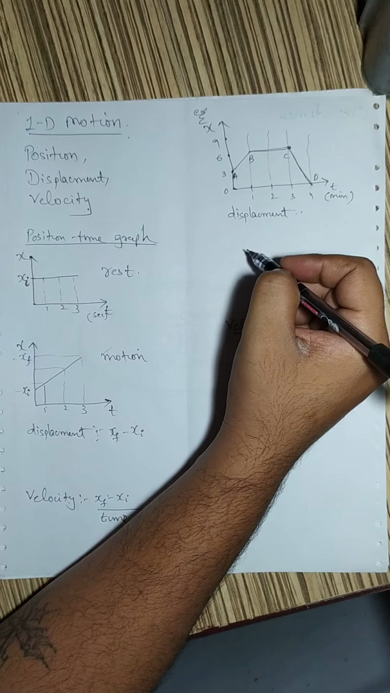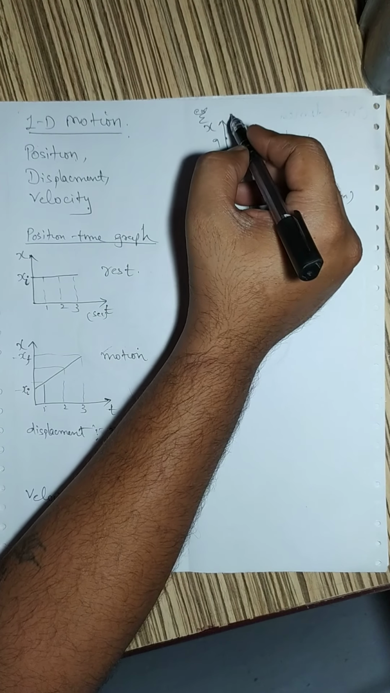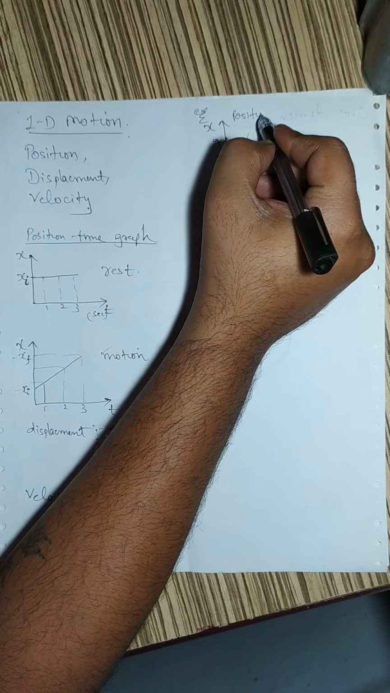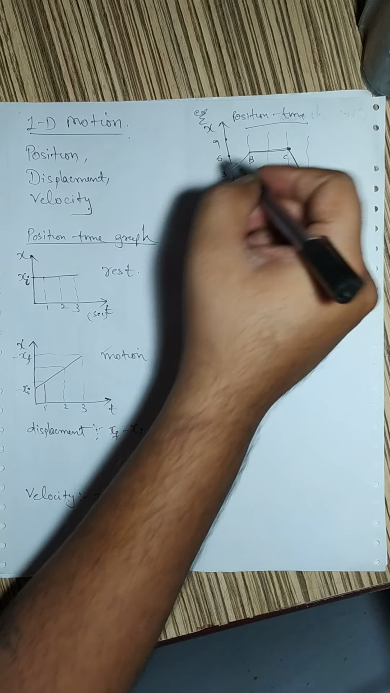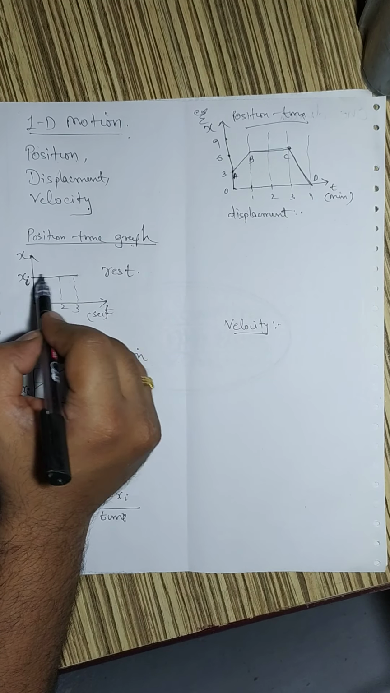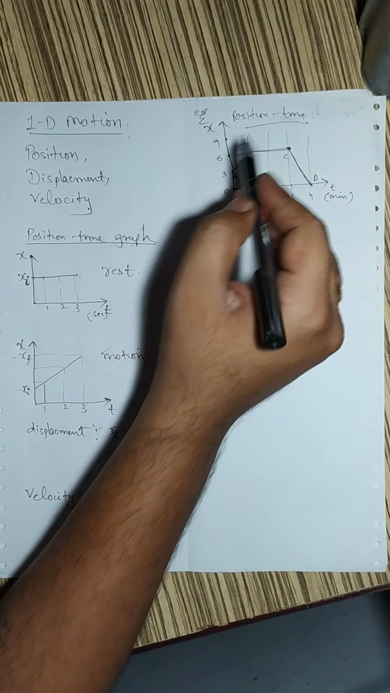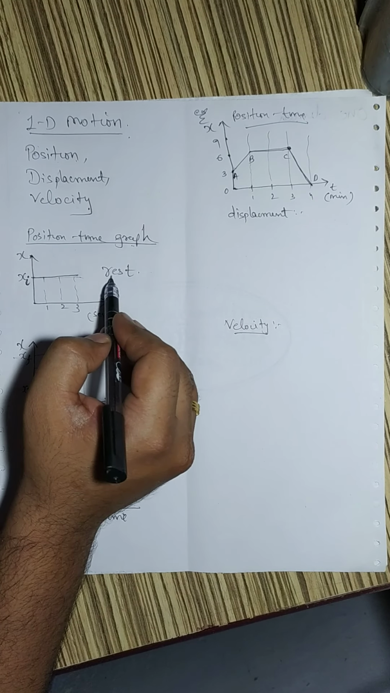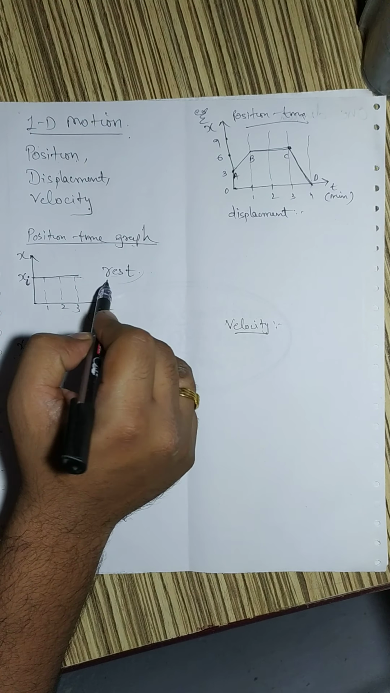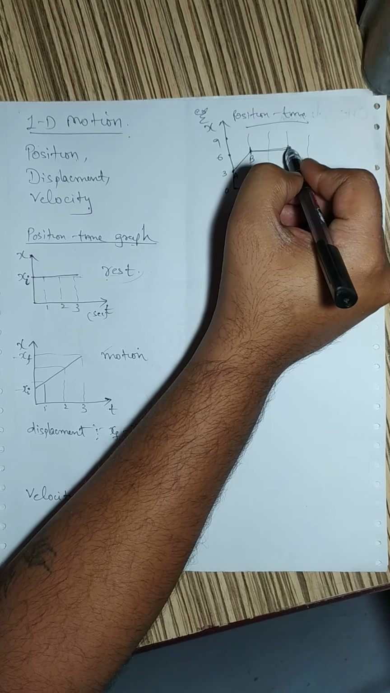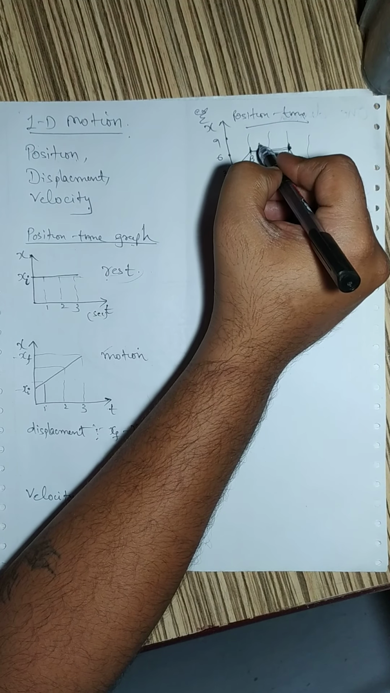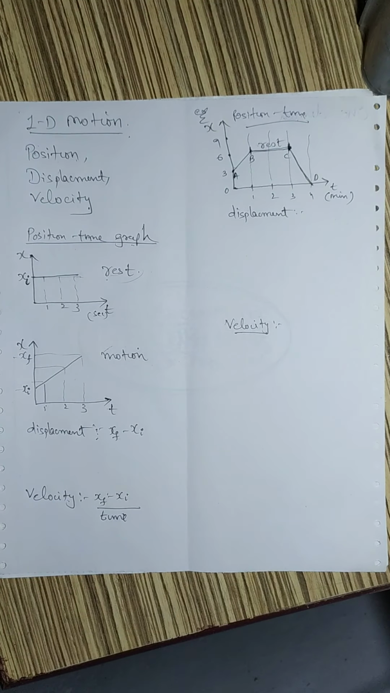Where is displacement? This is a position-time graph, right? So you must remember that in a position-time graph, if the line is horizontal, that means the body is at rest, it is not moving. So a horizontal line in a position-time graph denotes rest.